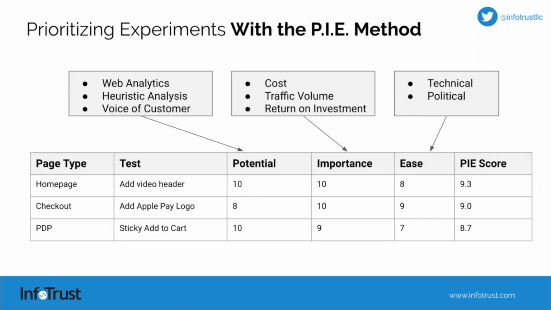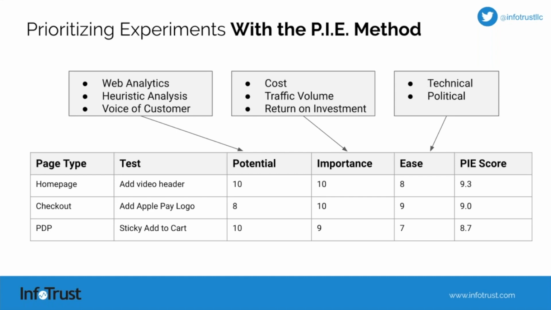One of the methods that we use quite frequently that is relatively simple is the P.I.E method. So P.I.E stands for potential, importance, and ease. Essentially, you generate your list of tests and you apply your relative assignment of the potential, importance, and ease for each test, and then take an average to get that P.I.E score.